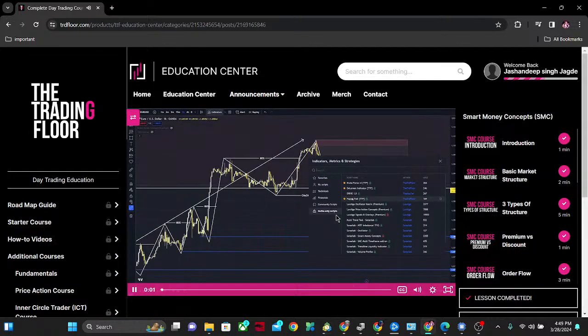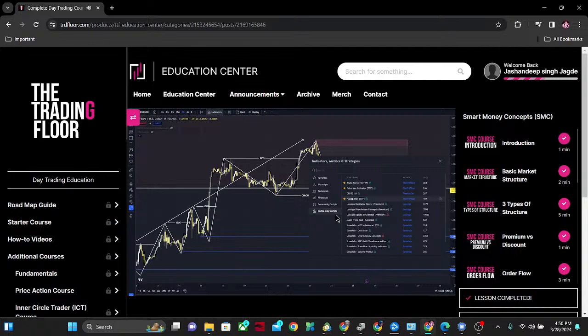All right, a little bit of a bonus video for you guys. Since you're part of the trading floor, you have access to the trading floor indicators. I want to show you how you can use these indicators in tandem with using smart money concepts. All of these areas where you're seeing rejections off of these demand zones or rejections off supply zones.